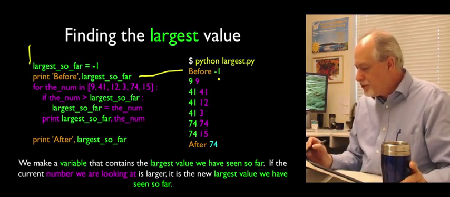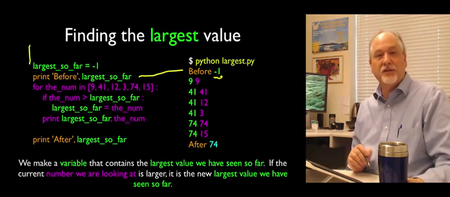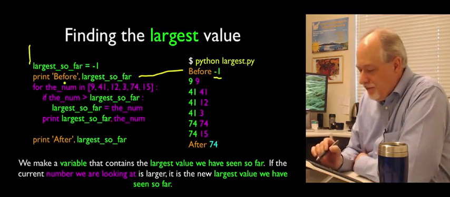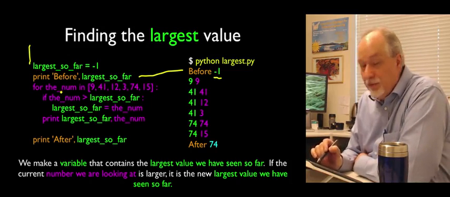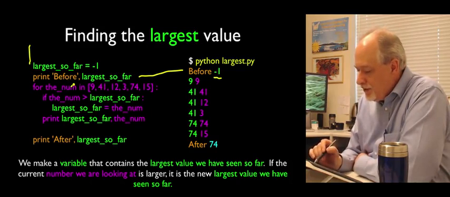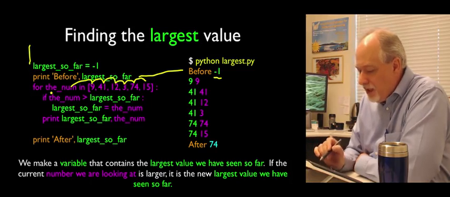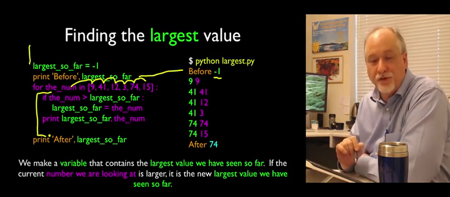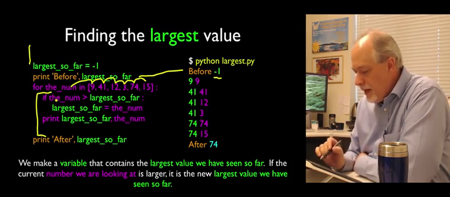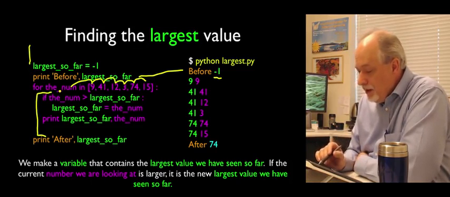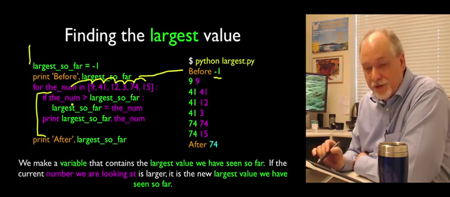Then I print before, so we can see that largest so far is -1. Then we have a for loop, and my iteration variable is the_num. So that's going to take on the successive values 9, 41, 12, 3, 74, 15, and run this indented loop of code. Okay? And so the_num will be 9 first time through.